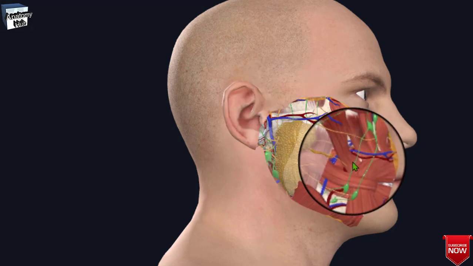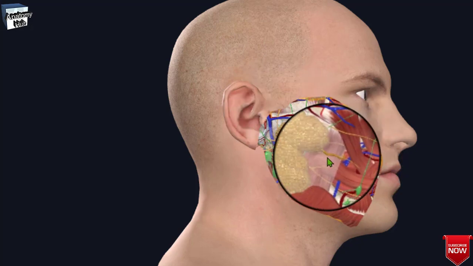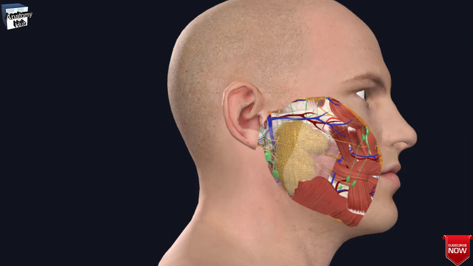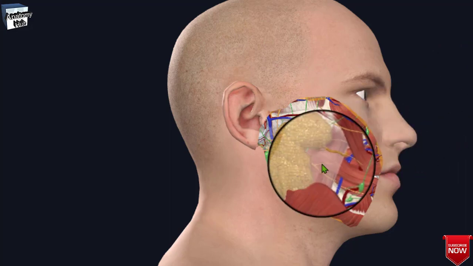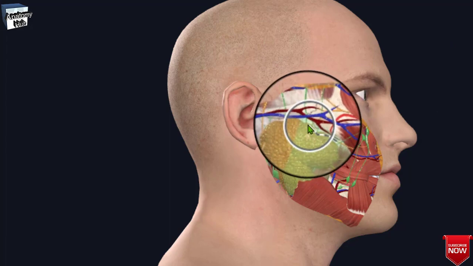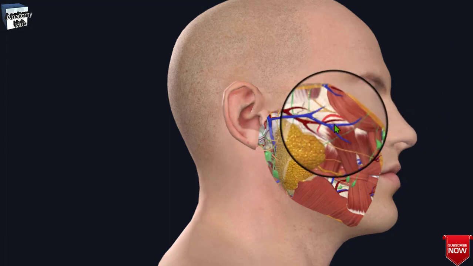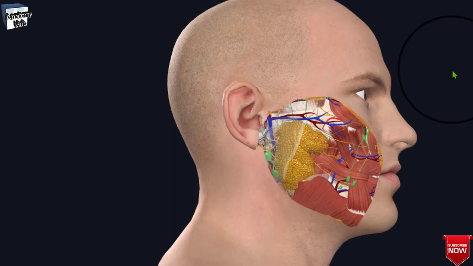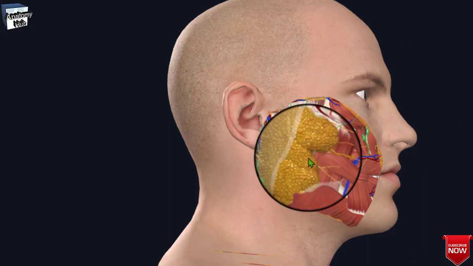So here we have removed the fascia. This is the deep fascia of the masseteric muscle. That also will be removed so that you will get the proper parotid gland. So we have removed the fascia that covers the parotid gland. Now you can clearly see the parotid gland. Here you can see this is your parotid gland.